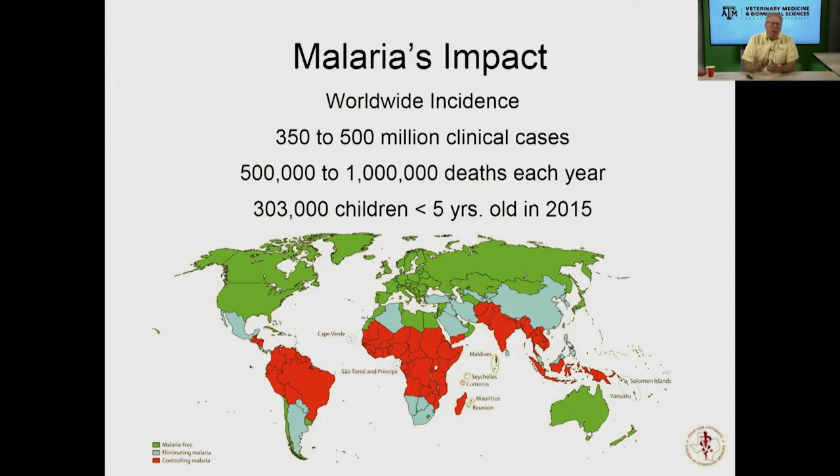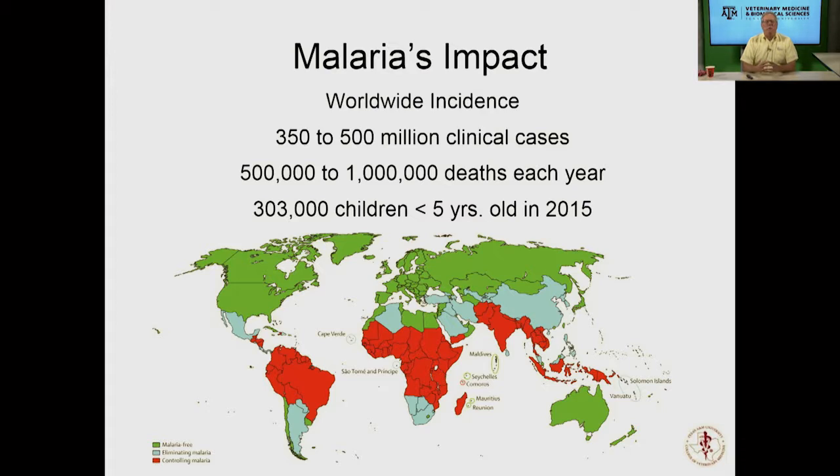So why do we care about malaria? What is the impact of malaria? There are about 350 to 500 million new clinical cases a year. That means 400 million people become infected with malaria each year. And each year, there are between 500,000 and 1 million deaths due to malaria. I mean, that's 1 million people dying from this disease. Of those people, about 75% are children under the age of 5.